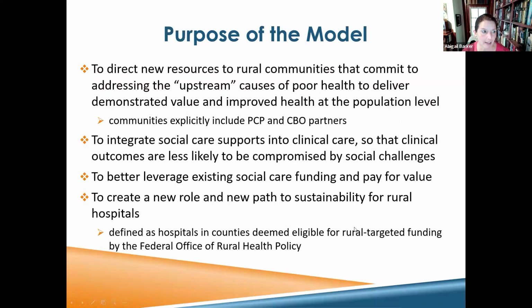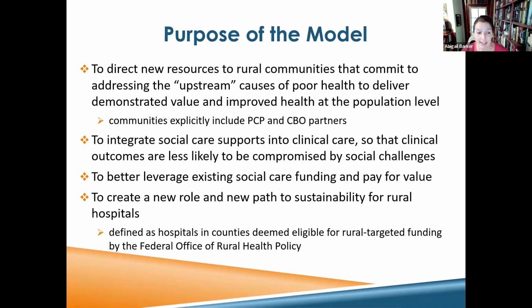The purpose of the model is to direct new resources to rural communities that commit to addressing these upstream causes of poor health to deliver demonstrated value and improved health at the population level. The communities are explicitly including primary care partners and CBO, community-based organization partners. So it's not just the hospital, although it does include the hospital as a leader. We're integrating social care supports into clinical care. So, thinking of these two things as very much intertwined and affecting each other, so that clinical outcomes will be less likely to be compromised by social challenges.